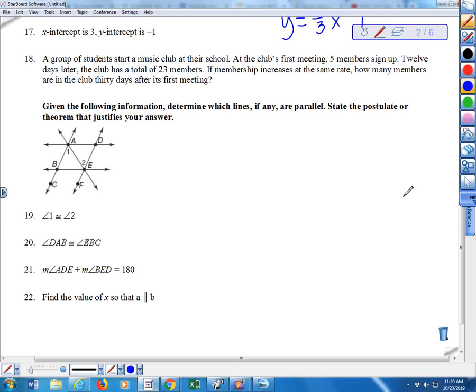So let's look at 1 and 2. What two lines could be parallel if angle 1 equals angle 2? AB and DE, because this is your transversal. So it's going through those two parallel lines, right? So I would write AB is parallel to DE, and the reason is what? What theorem?